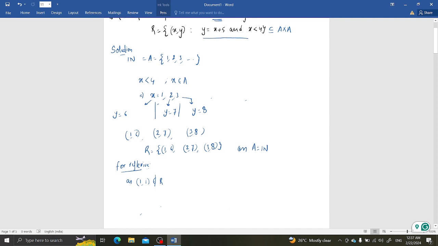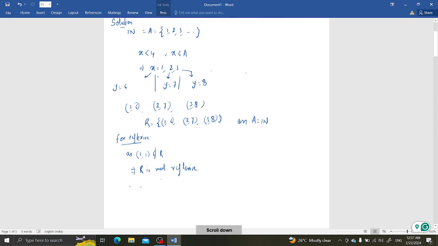So (1, 1) does not belong to R implies R is not reflexive. Moreover, you can write that none of the elements of A is related to itself. That's why it is not reflexive.